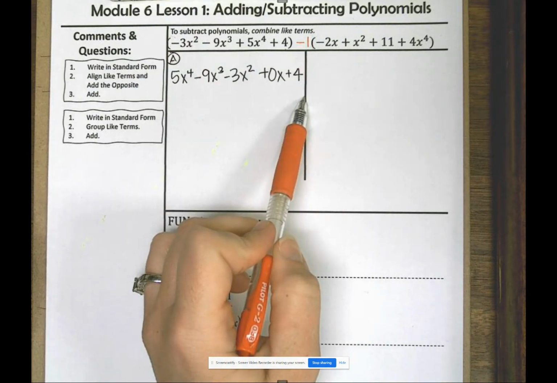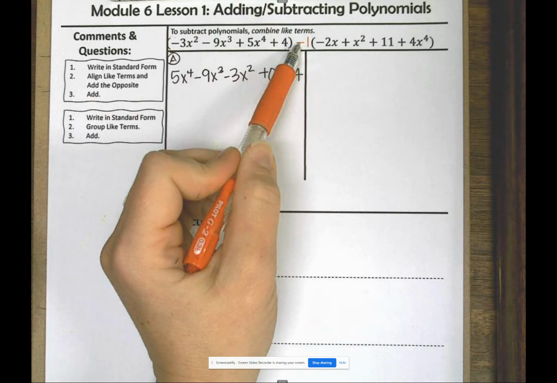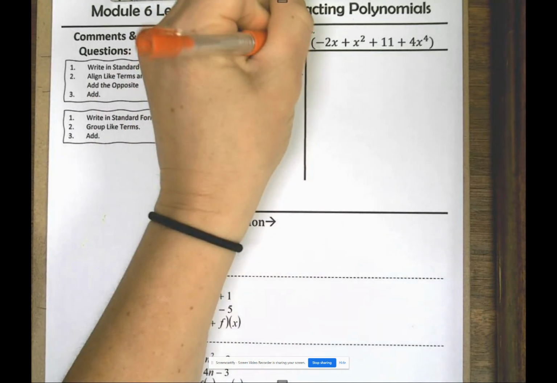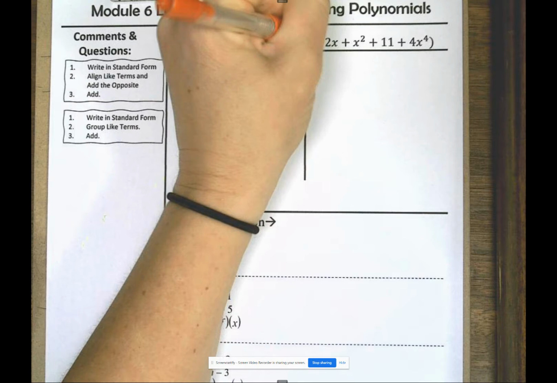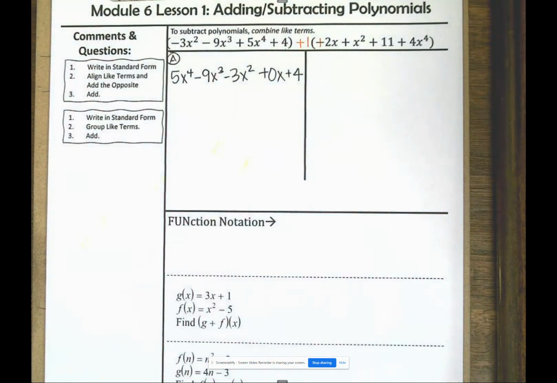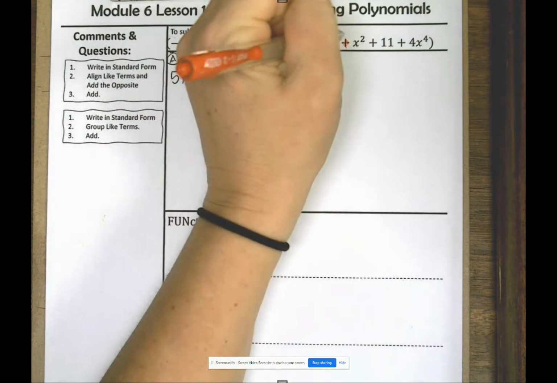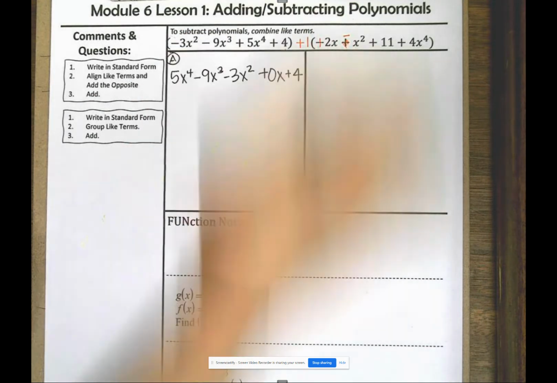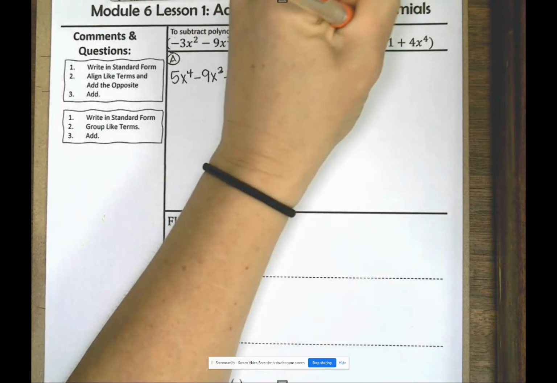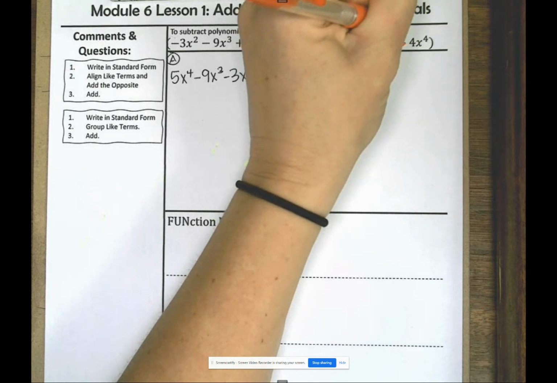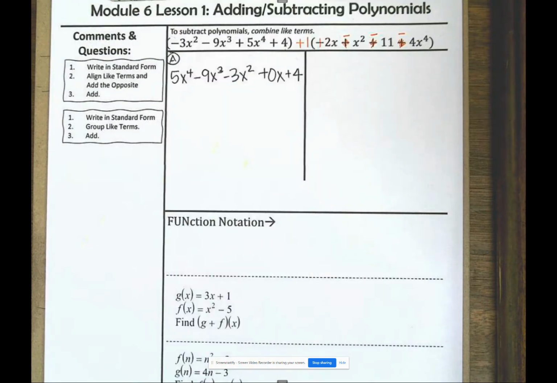And then we're going to add. Okay, so instead of -2x, since we're doing the opposite, now we're adding that, it's going to be +2x. And I'm going to go ahead and change these signs before I bring them down here. Instead of positive x squared, it's going to be -x squared. Instead of +11, it's going to be -11. And instead of positive 4x to the 4th, it's going to be -x to the 4th.